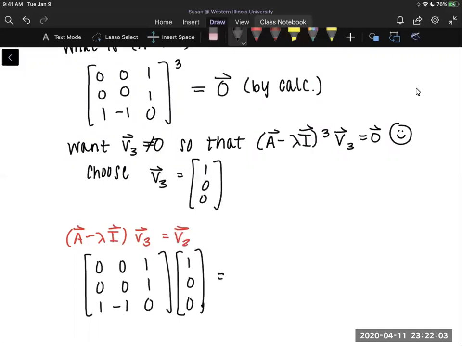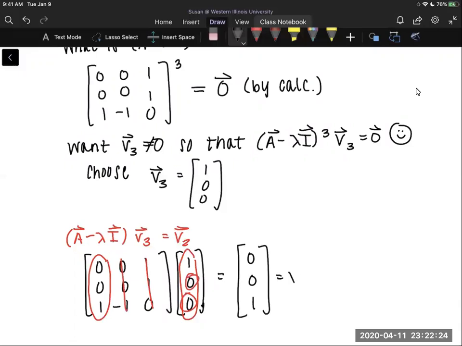All right, so when I perform this matrix multiplication, what I want to stress here is that when I'm multiplying through by this vector, you'll notice that it's just going to pick off the first column because all of these are going to go to 0 because of these 2 zeros. So what I get is the vector 0, 0, 1. This is going to be my vector V2.